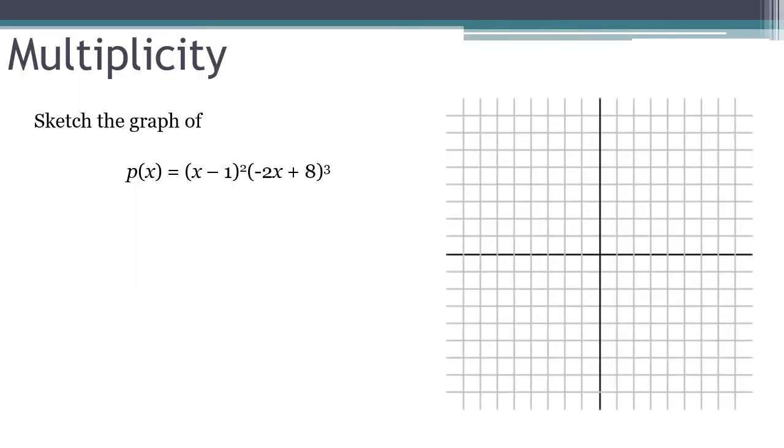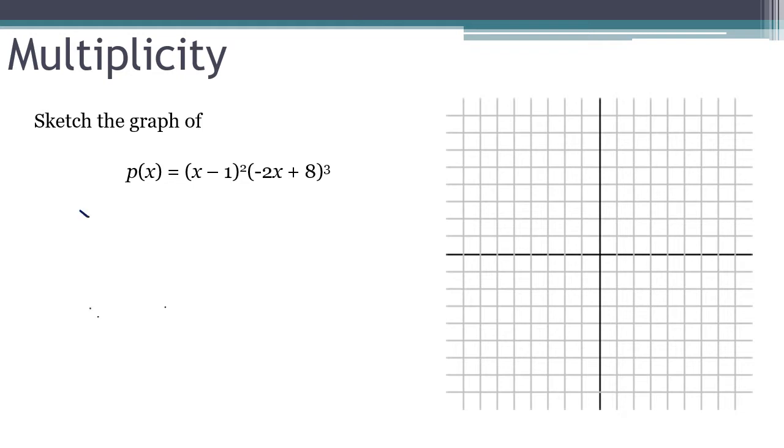So let's see how we can bring these two concepts we've been discussing, end behavior and multiplicity, together to get the complete sketch of a polynomial. All right, so we're going to follow both paths here. First, let's find the roots and think about their multiplicities.